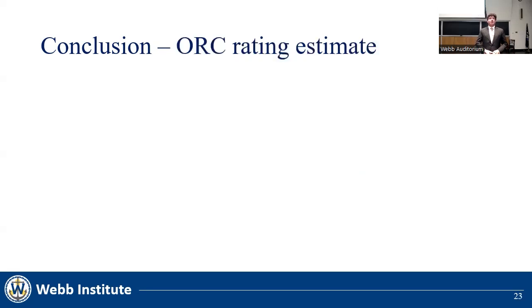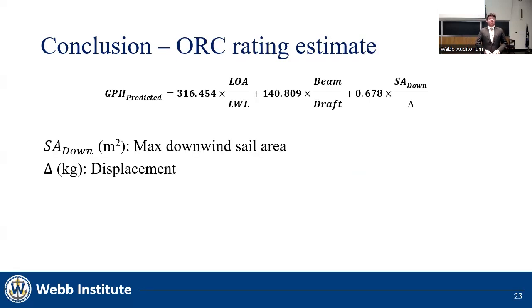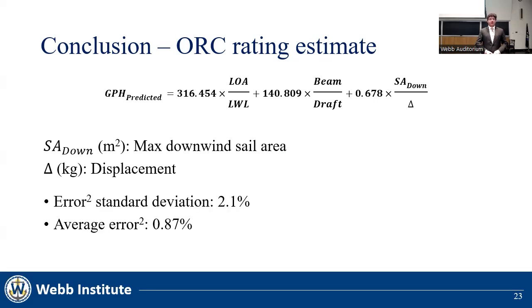I'll go over the equation that I derived to estimate the ORC rating. In this equation, SA down is the maximum downwind sailing area. Delta is the displacement in kilos. The cool thing about this equation is that it has an average standard deviation error of just 2.1% and an average error of 0.9%, showing how precise this equation is.